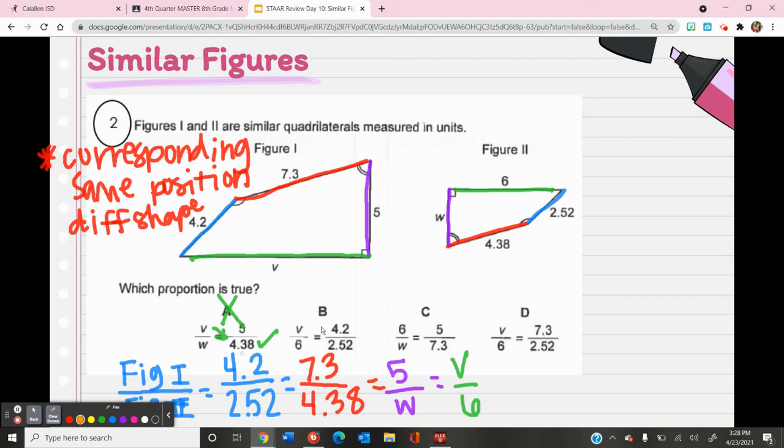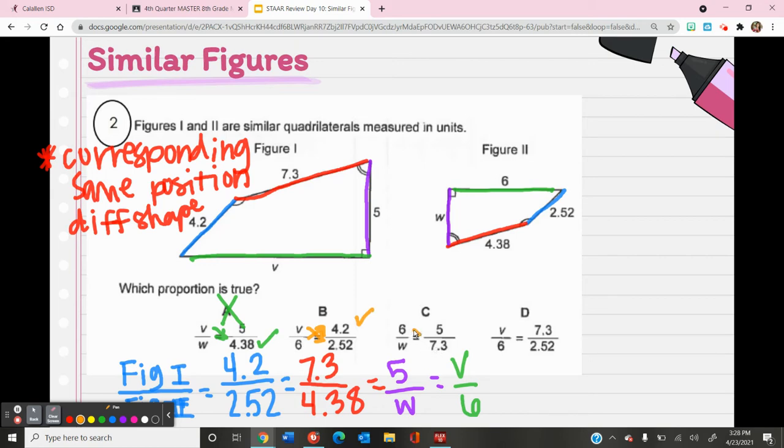And then looking at B, I have V diagonal to 2.52. Whenever I have that, I should have 4.2 diagonal to 6, which I do. So here, this statement is true. I need to check the rest of my answers.